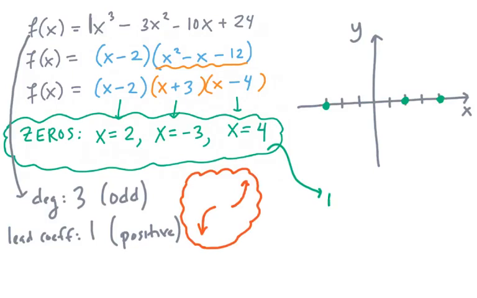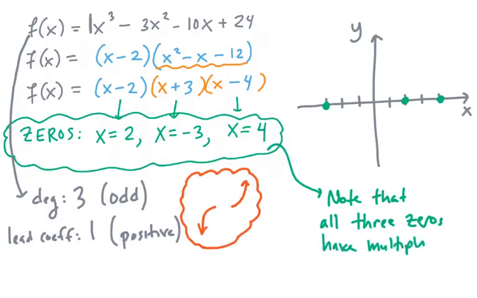And maybe this is a good time to note that all 3 zeros have multiplicity of 1. So we've talked a little bit about this idea of multiplicity, because if the multiplicity is odd, the graph cuts through at those zeros. If the multiplicity is even, it will bounce. So because all of these factors are just to the first power, we understand each zero has just a multiplicity of 1. That tells me to actually cut through the function.